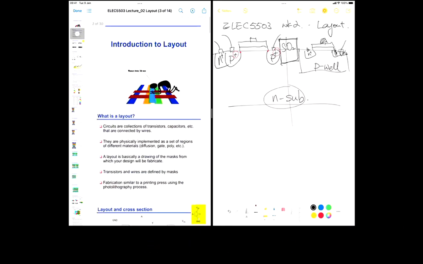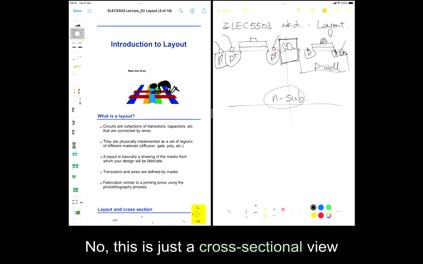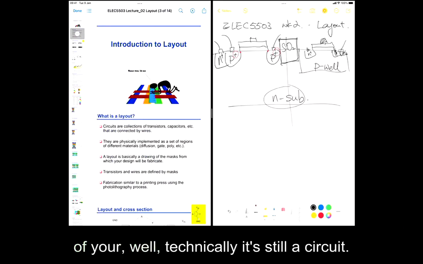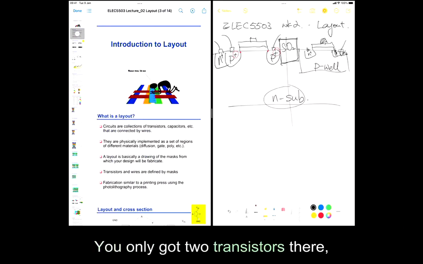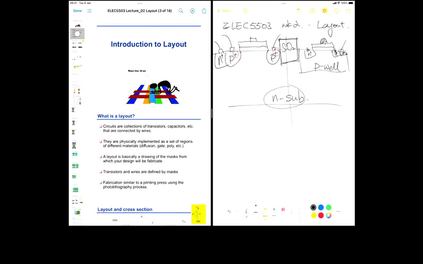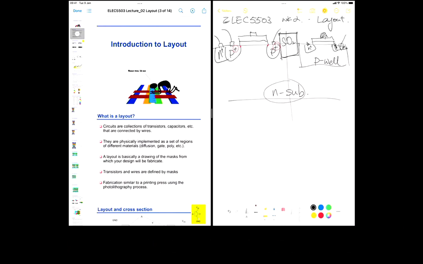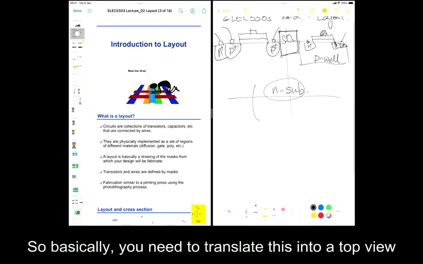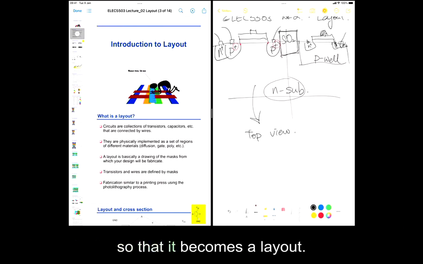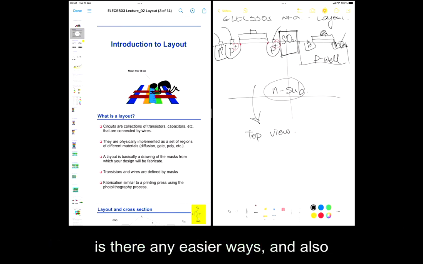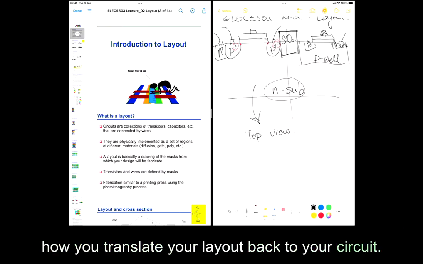So what is layout? Is this a layout drawing? No, this is just a cross-sectional view of your circuit. You only got 2 transistors there, but technically it's still a circuit. But a layout is not a cross-sectional view. It is a top view, okay? So basically, you need to translate this into a top view so that it becomes a layout. This lecture will be talking about how you draw your layout, whether there are any easier ways, and also how you translate your layout back to your circuit, okay?